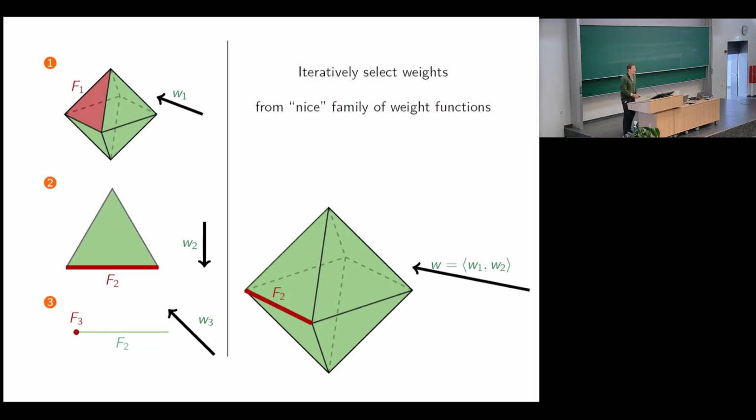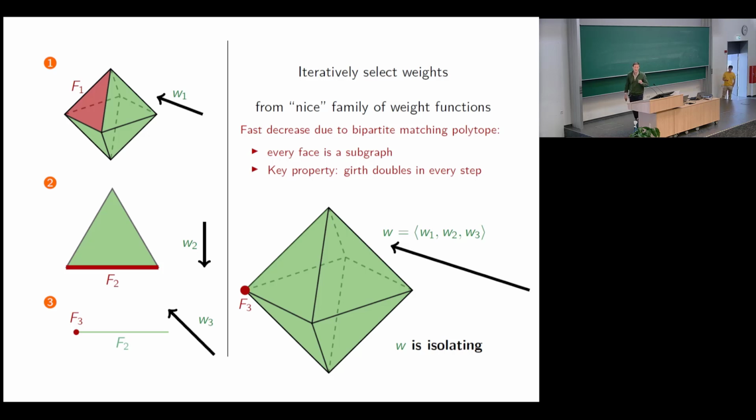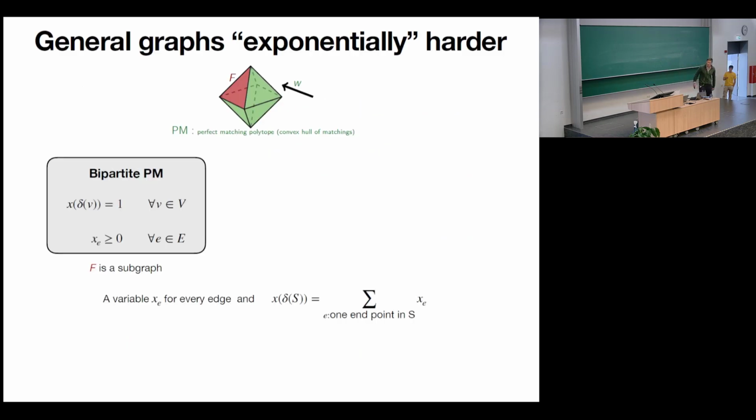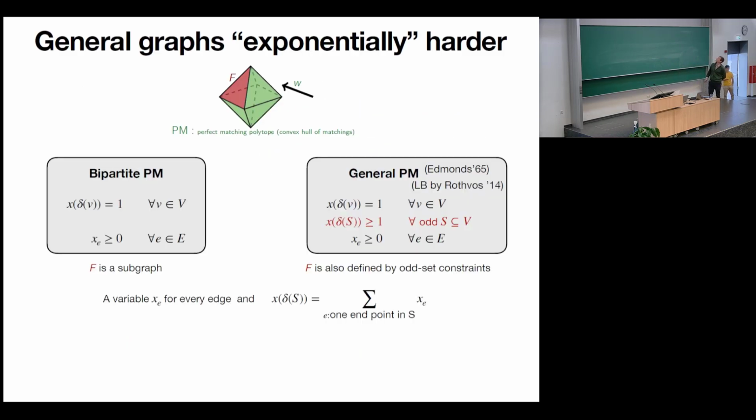And the way they prove that there's at most log n weight functions is that they show that the graphs corresponding to these faces, their girth doubles in each step. What does that mean? Every time I select a weight function, the length of the shortest cycle doubles. But the length of any cycle can be at most n, so I can double at most log n times. And for that, they use a very nice structure of the bipartite matching polytope. So their progress measure to show that you can select few weight functions is that the girth doubles in every step. So let me explain why this is much easier.